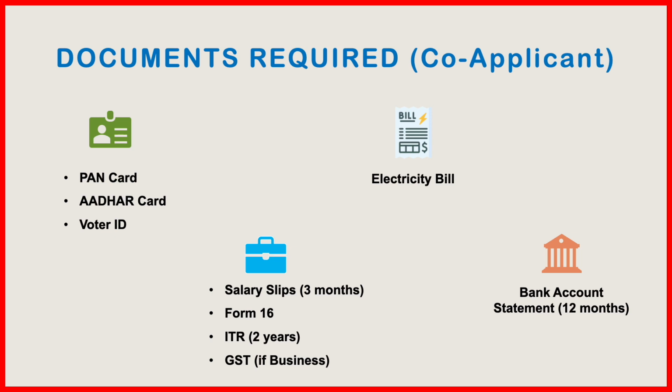If the co-applicant is working professional, then he has to provide salary slips of last 3 months, Form 16 of last 1 year, ITR of last 2 years, and if the co-applicant is running a business, then he has to provide a GST certificate as well. Along with that, bank statement of last 1 year will be required.